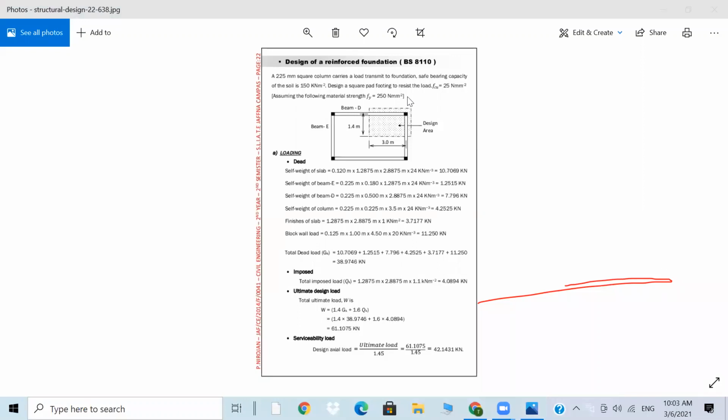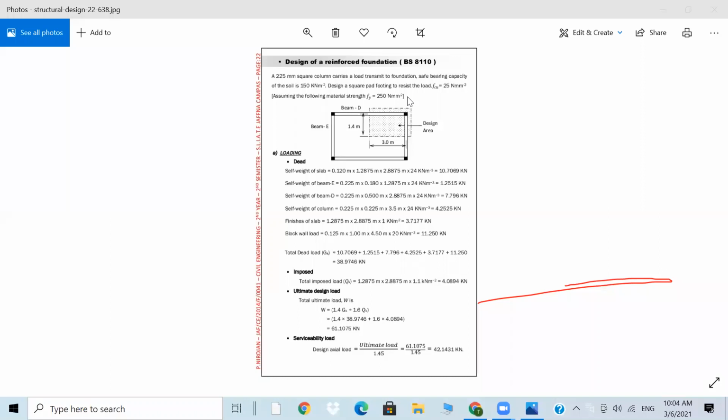Total dead load is the summation of the above values. It will be coming around 38.9 kilonewton. So let's assume, I don't mind, you can round it off to 40 kilonewton. Imposed load also you can similarly count: 1.285 times 2.75 times 1.1. So the imposed load finally becomes 4.085.